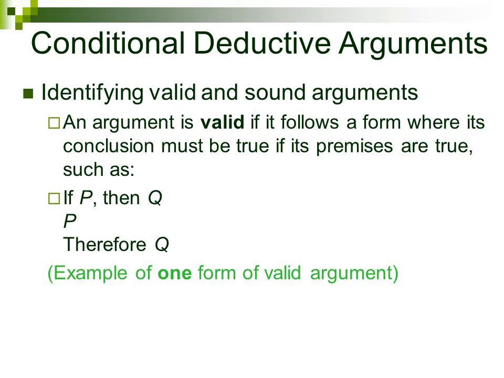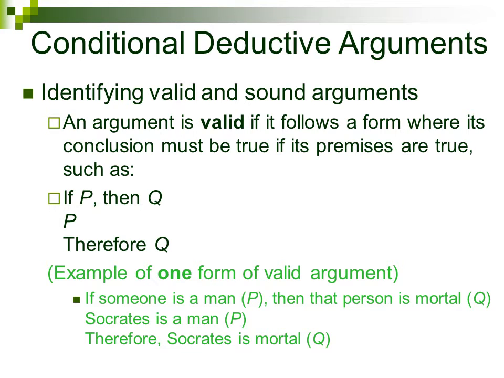Let's see why this is the case by applying this form to a classic example. So the example is, if someone is a man, then that person is mortal. Socrates is a man, therefore Socrates is mortal. P is the antecedent, if someone is a man, and Q stands for the consequent, then that person is mortal. What determines the argument's form is the second premise. In this case, Socrates is a man. Note that the second premise is saying that the antecedent, P, if someone is a man, is true.